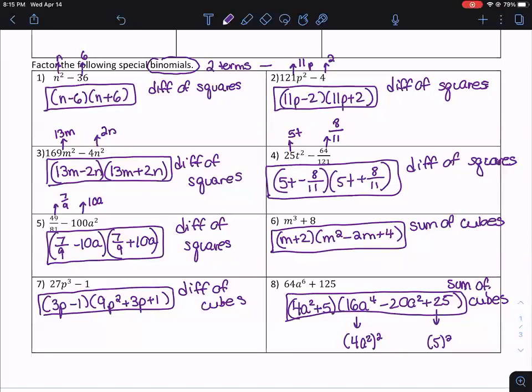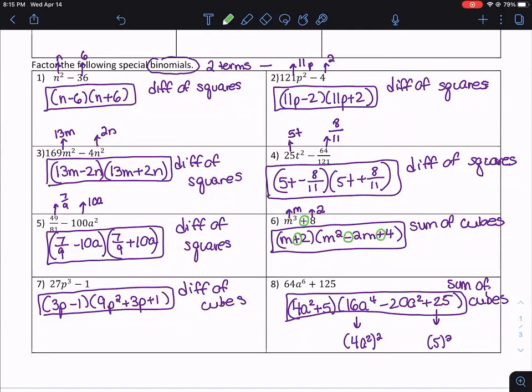The second type or the last 3 are all cubes. So m cubed plus 8. Remember that we take the cube root. So the cube root is m and the cube root is 2. I'll go over these for you guys. So we have a binomial and a trinomial that form. Because we start with a plus, we go plus, then we go opposite, and we always end in plus.